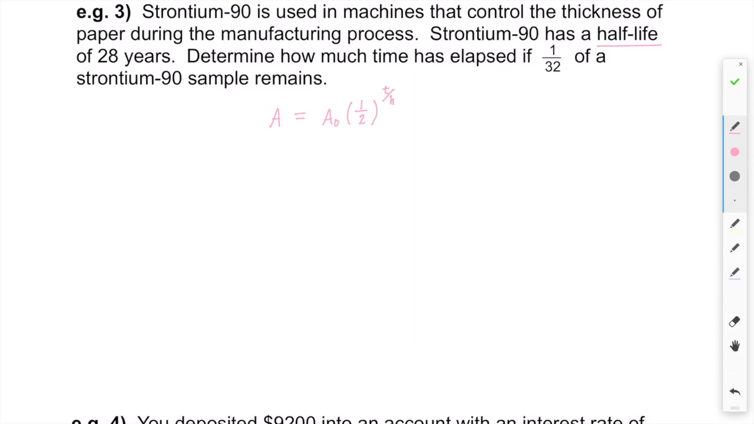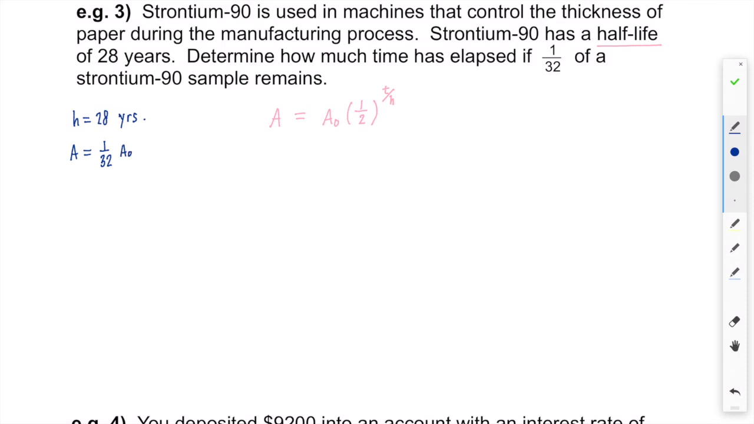So back to the question. We're given that strontium-90 is used in machines that control the thickness of paper during the manufacturing process. Strontium-90 has a half-life of 28 years. Like in science questions, you may wish to write down your givens on the side. And then determine how much time has elapsed if only 1/32 of a strontium-90 sample remains. So you're really given the end result, right? 1/32 of the original remains.